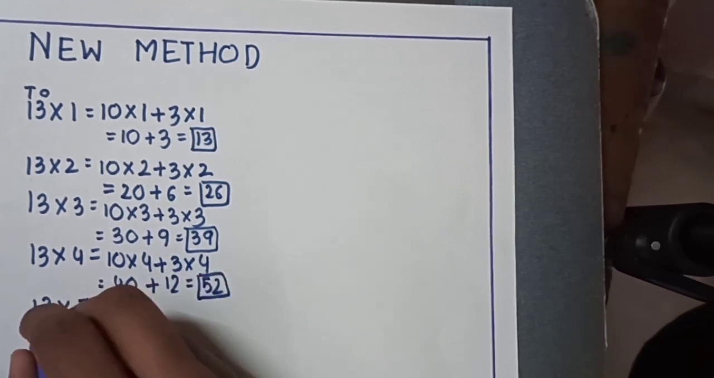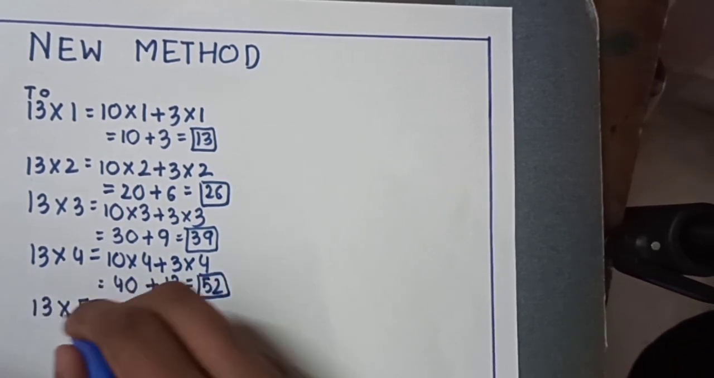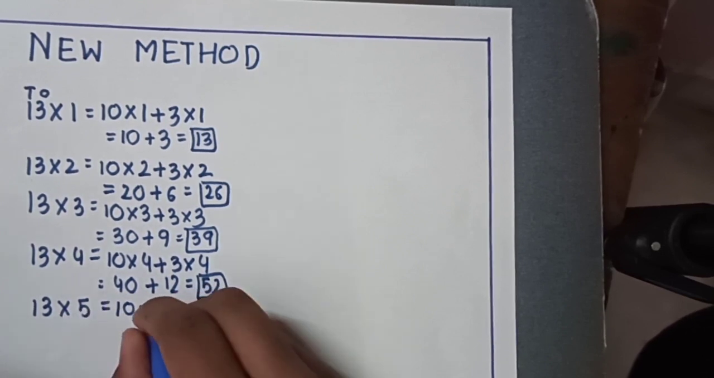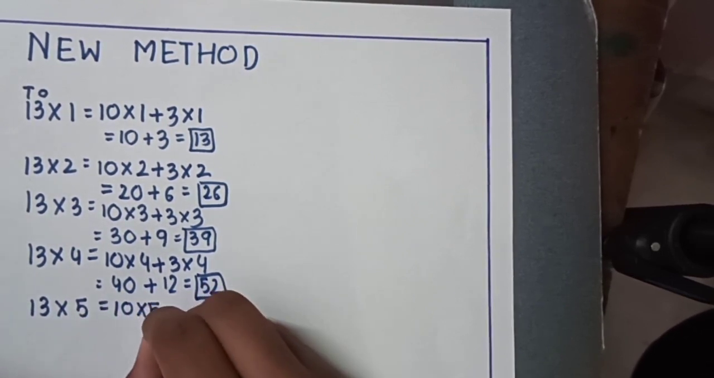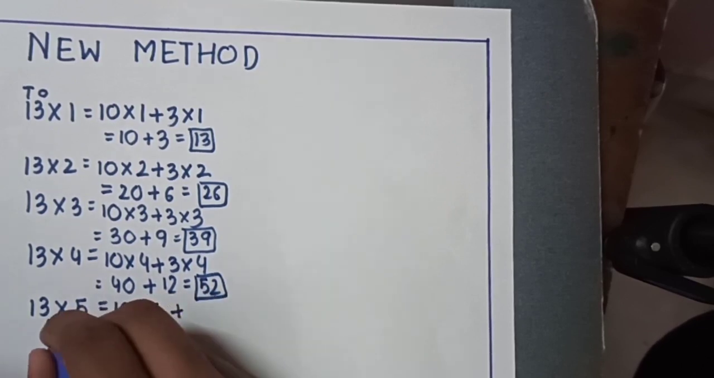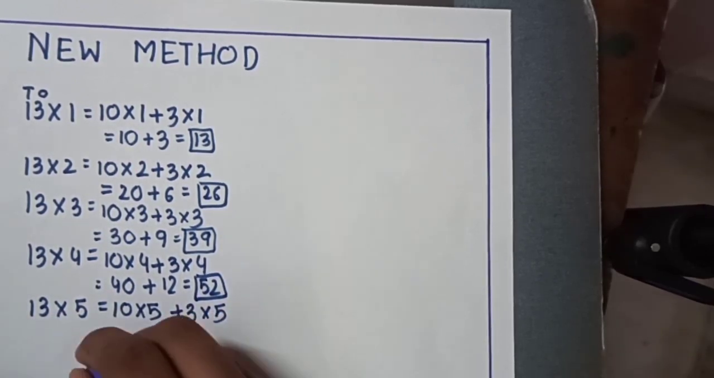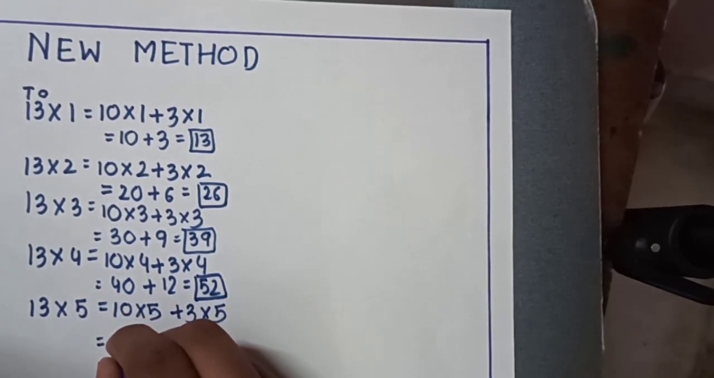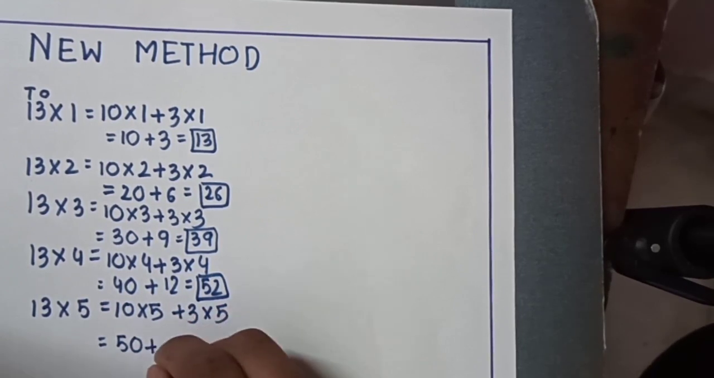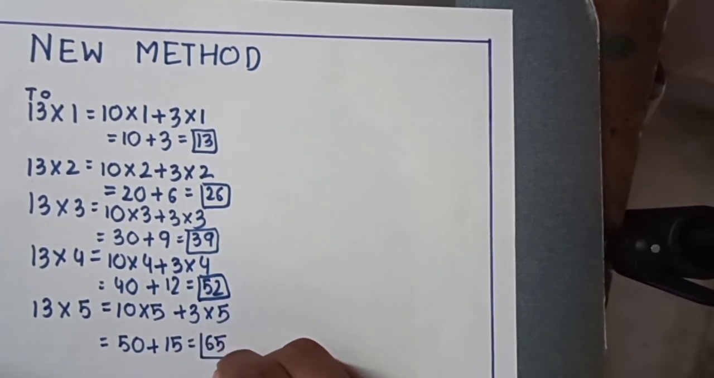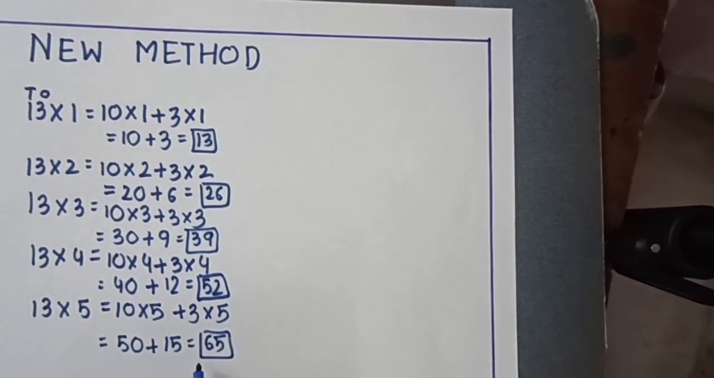13 fours are 52. 13 into 5. So we have to write 10 into 5 plus 3 into 5. So 50 plus 3 fives are 15 is equal to 65. So the answer we obtained is 65.